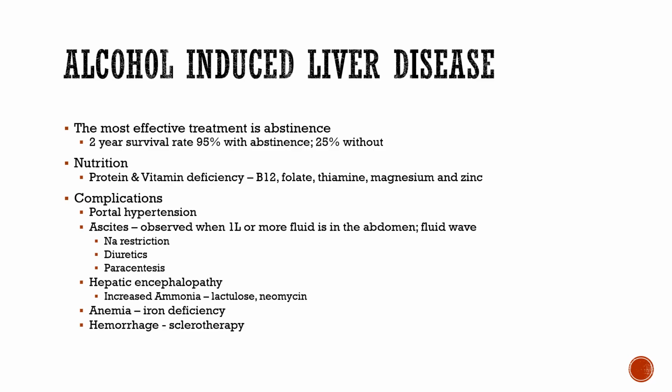Complications include portal hypertension and ascites. Ascites can be observed when there's at least a liter of fluid in the abdomen, and this can be assessed with a fluid wave. For ascites, we treat that with a sodium restriction, diuretics, and oftentimes we have to do a paracentesis to draw off the fluid, especially if it impairs their breathing.